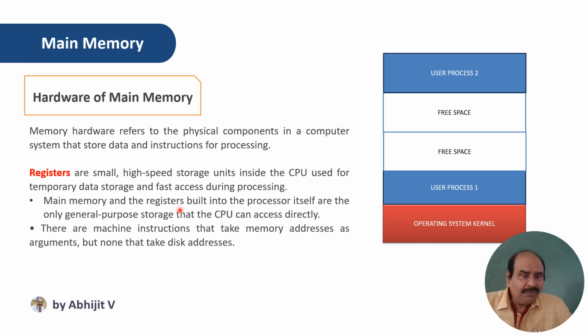Main memory and registers are built into the processor itself and are the only general purpose storage that the CPU can access directly. So the CPU is going to access only two things. One is the register and the other one is the main memory. So this is the operating system kernel. You have user processes and user free spaces. There are machine instructions that take memory addresses as arguments, but none that take disk addresses. I'll explain to you what this means as we go on in the coming slides.